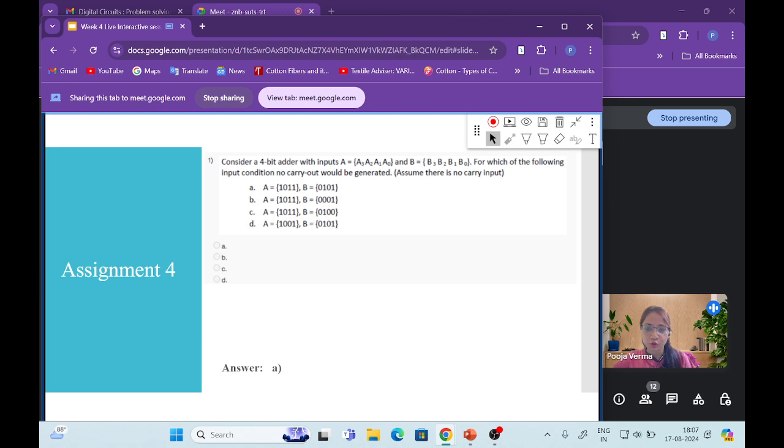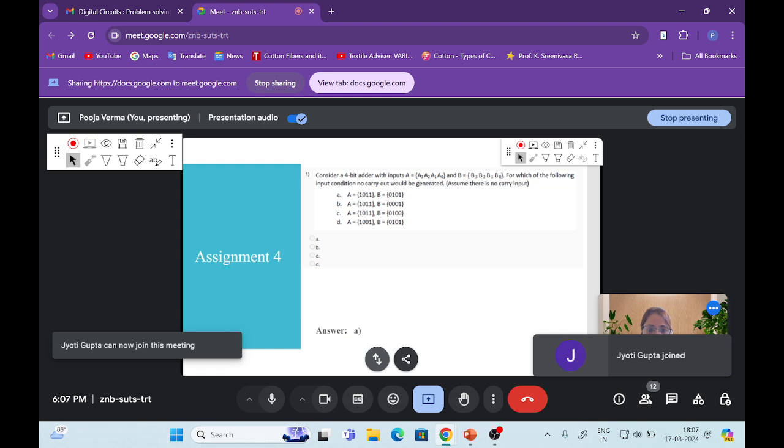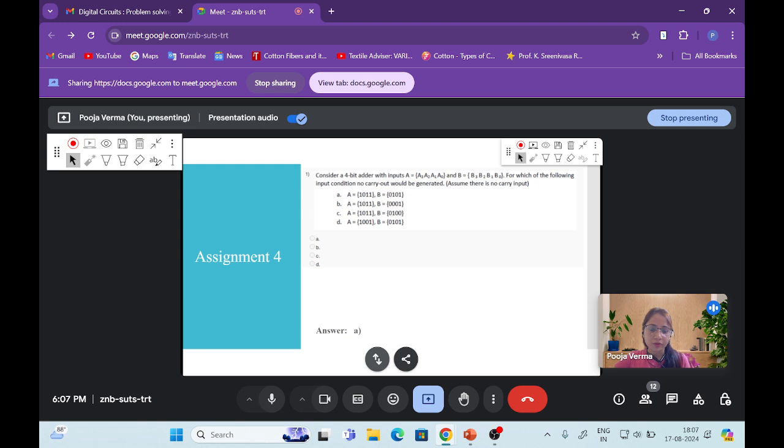Okay, so the first question is: consider a 4-bit adder with inputs A3, A2, A1, A0, and B is also a 4-bit input, that is B3, B2, B1, B0. For which of the following input conditions would no carry out be generated? Assume there is no carry input. So would you like to solve it first?